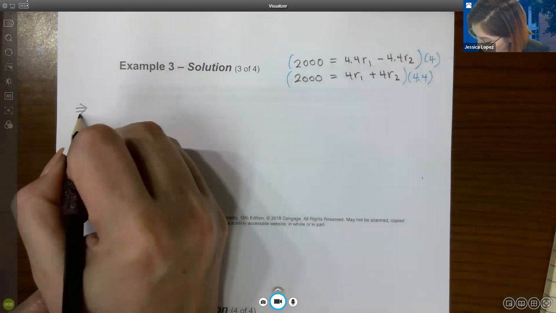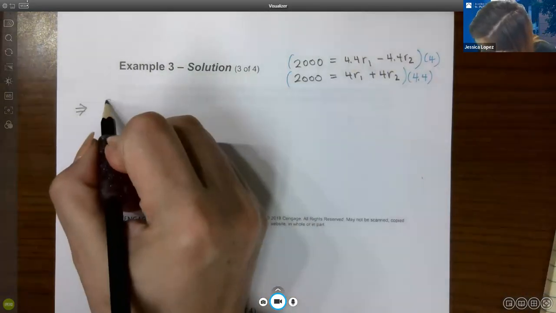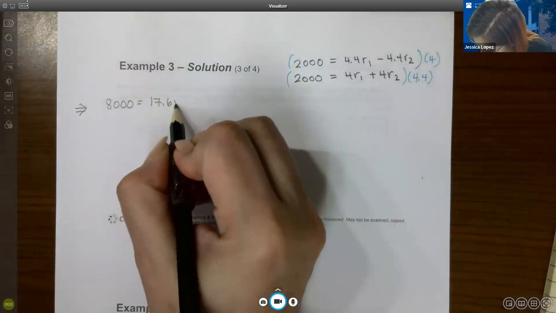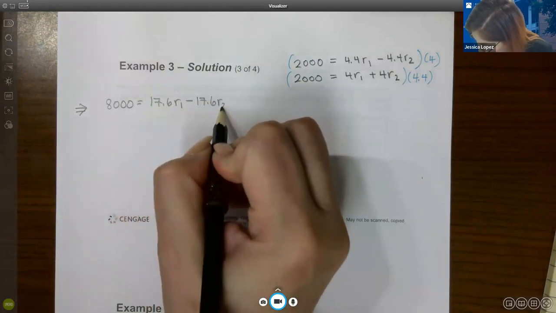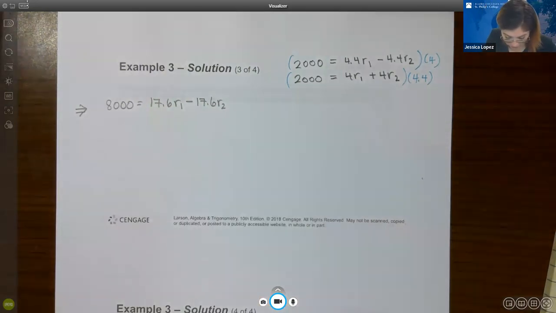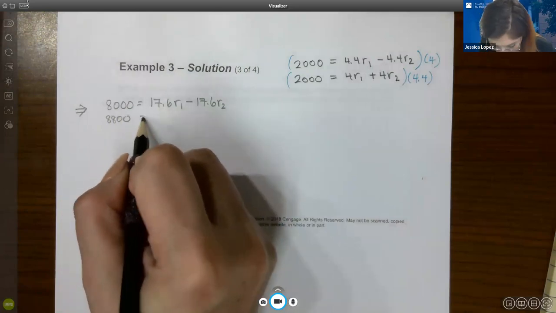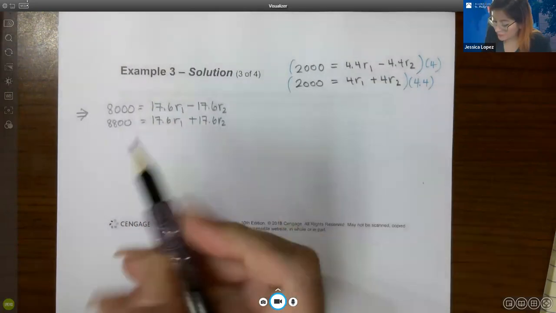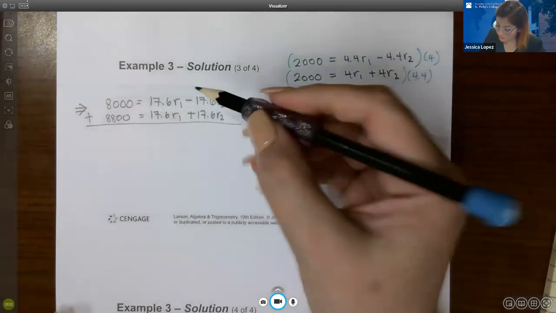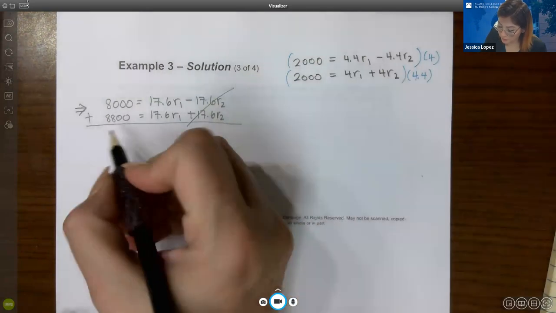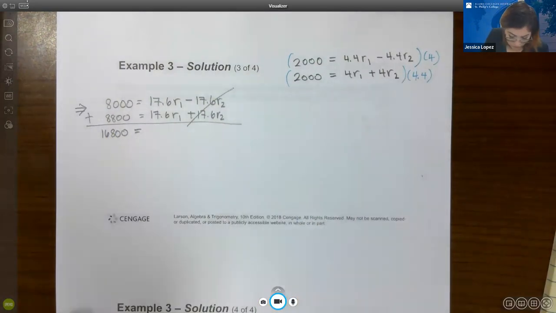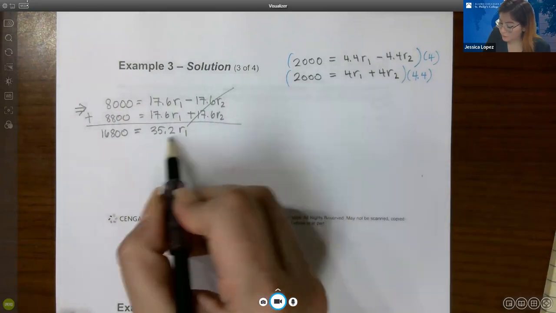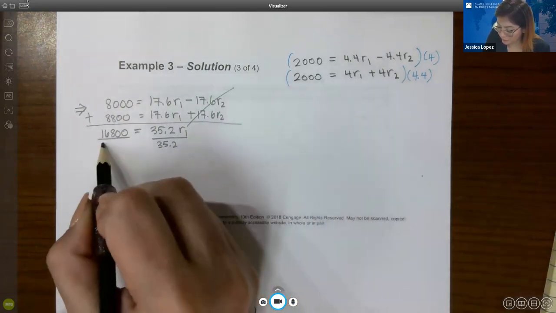So that means that the system's going to become, let's see, 2,000 times 4 is not too bad, that's 8,000. 4.4 times 4 is 17.6 R1 minus 17.6 R2. And then 4.4 times 2,000 is 8,800. And then I would get 17.6 R1 plus 17.6 R2. Now I do the addition or elimination method. These are the same number, but opposite signs, so they cancel. And then I get 16,800 equal to 35.2 R1. And if I want to solve for R1, I'm just going to divide by 35.2.